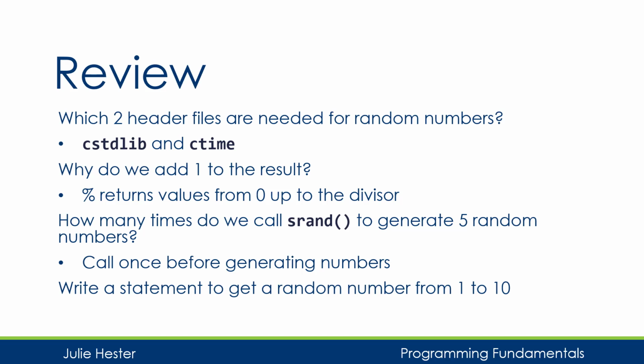And then finally, if I want to write a statement to get a random number between 1 and 10, how do I do that? I'm going to call the rand function. I'm going to use mod 10 because that's the number of values I have, 1 to 10. And then I'm going to add 1 to the result.